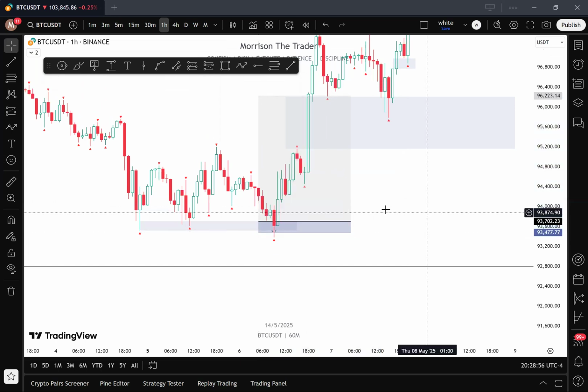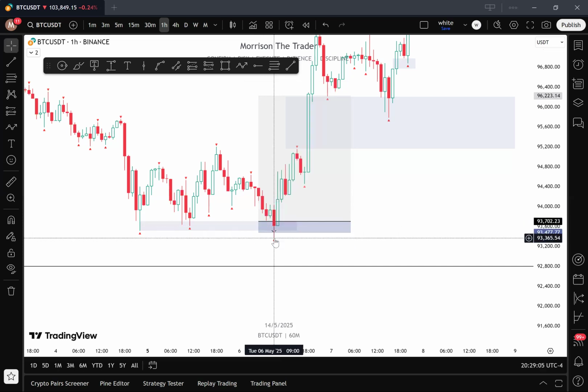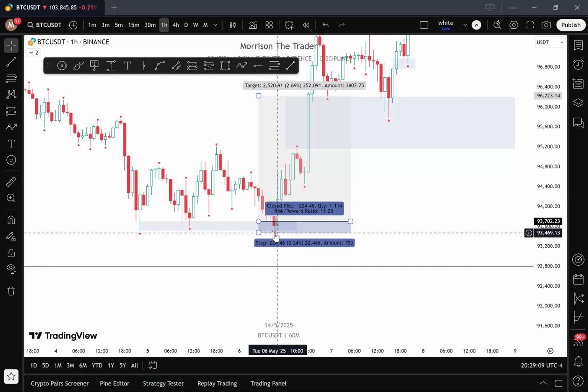And as you can see, the market came into that level and triggered the buy limit. But what did it do? It went below that level, and then what? Hit the stop loss.